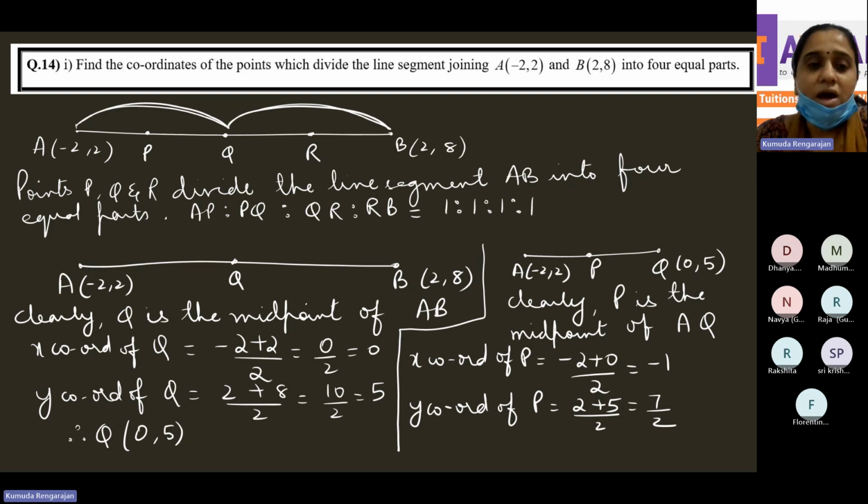Yeah, in the same way. So after finding Q, how can you find P? P is the midpoint of AQ. Take the line segment AQ. P is the midpoint of AQ. Why? Because AP is one part, and PQ is one part. That means P is the midpoint of AQ. So take only that portion of the line segment AQ, not the whole thing AB, AQ.